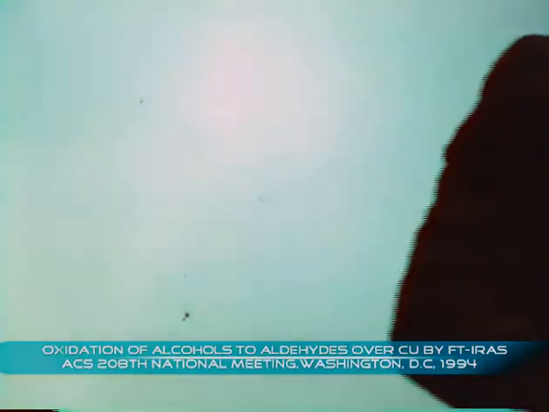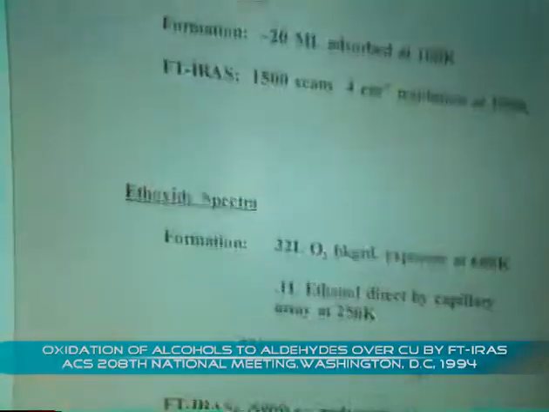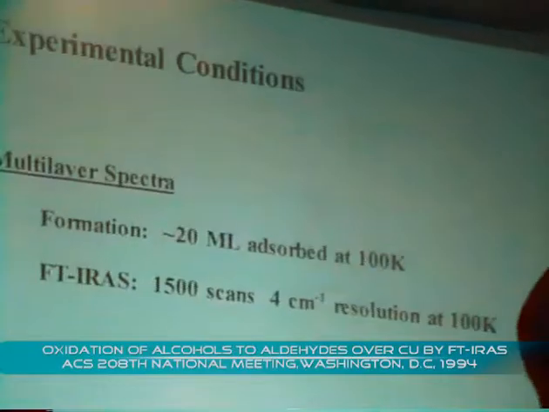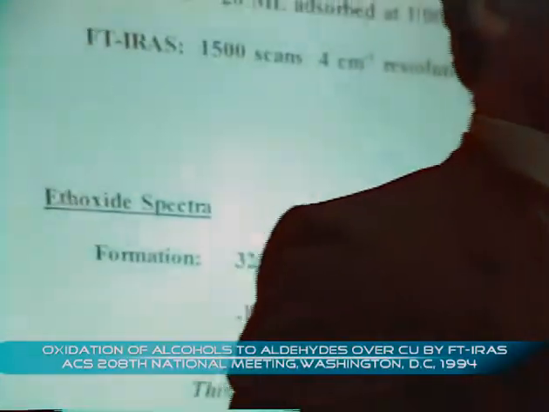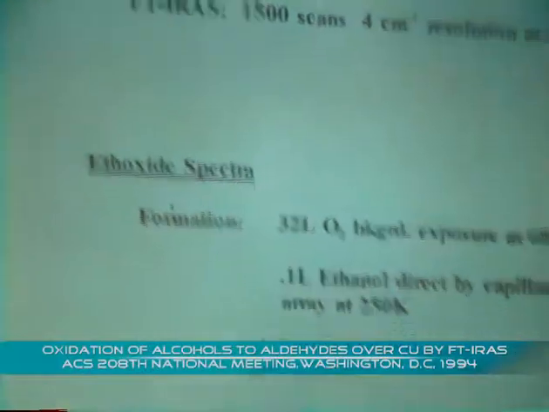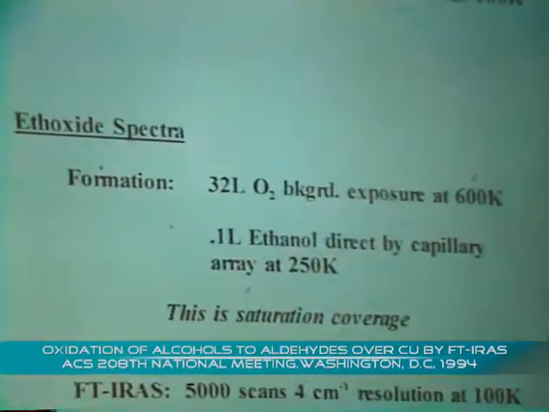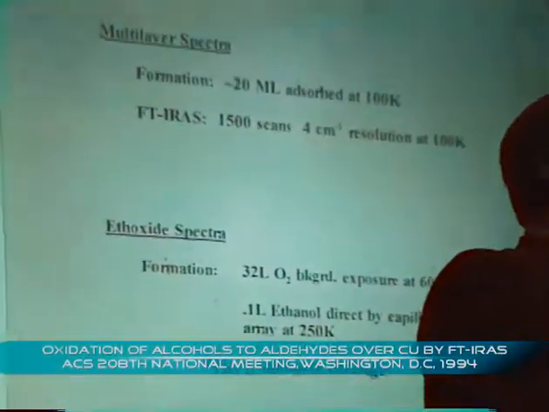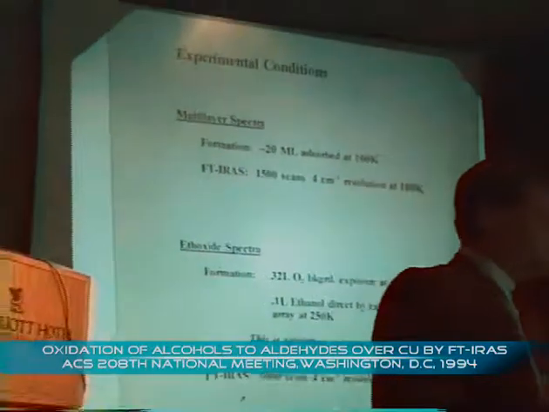I'd like to show you now the experimental conditions for all the spectra I'll be presenting. The multilayer alcohol spectra are all about 20 monolayers of the alcohol, as judged by the exposure, exposed at the crystal at 100 Kelvin. The spectra are taken at 100 Kelvin. They are 1,500 scans at 4 wavenumber resolution, about 12 to 13 minutes data acquisition time.